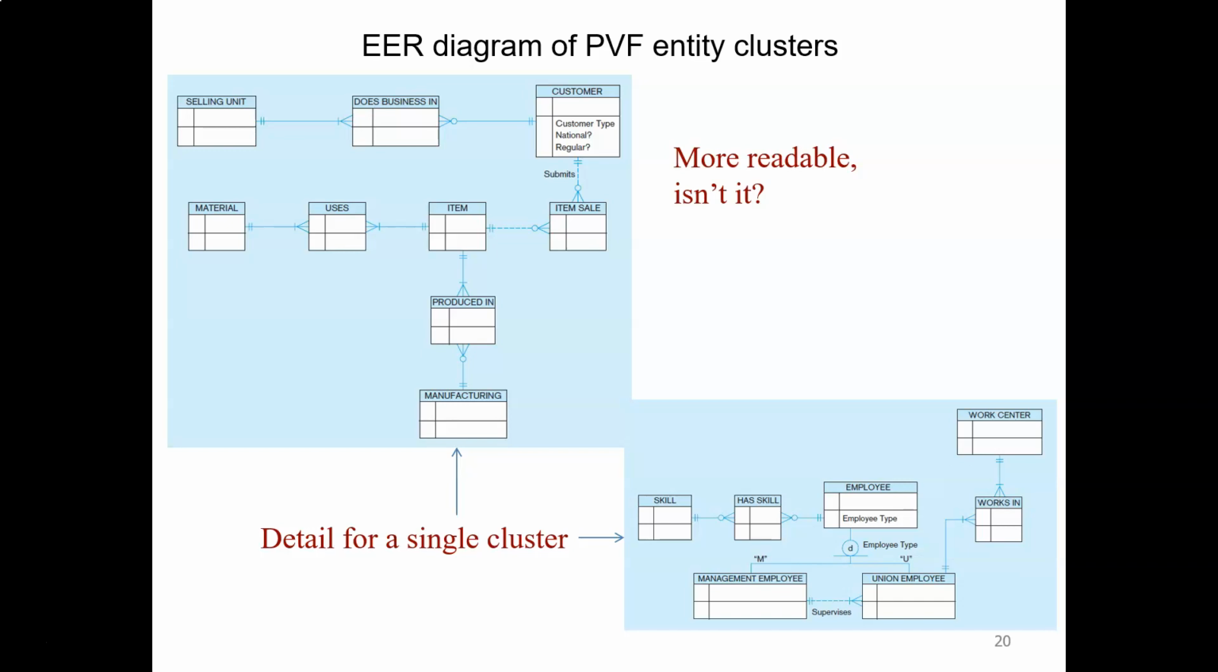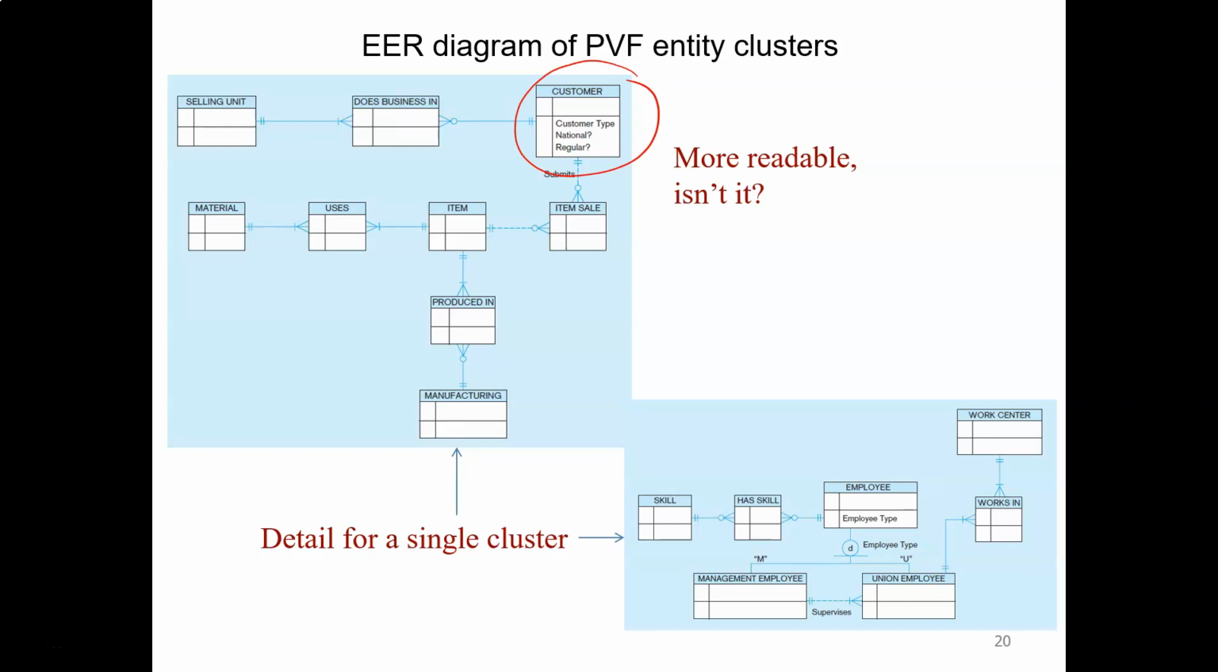First, you can abstract a supertype and its subtypes into one cluster. For example, in customers here, we have customer and regular customer and national customers. In the entity cluster, we will only have one entity here called customer, which includes both the supertype and the subtype.